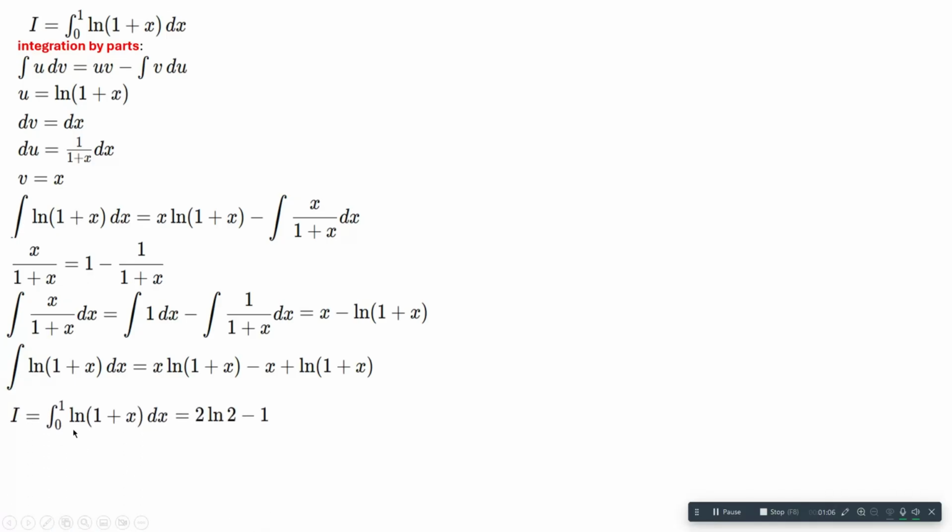Therefore, the integral from 0 to 1 of natural log of 1 plus x dx equals 2 log 2 minus 1.